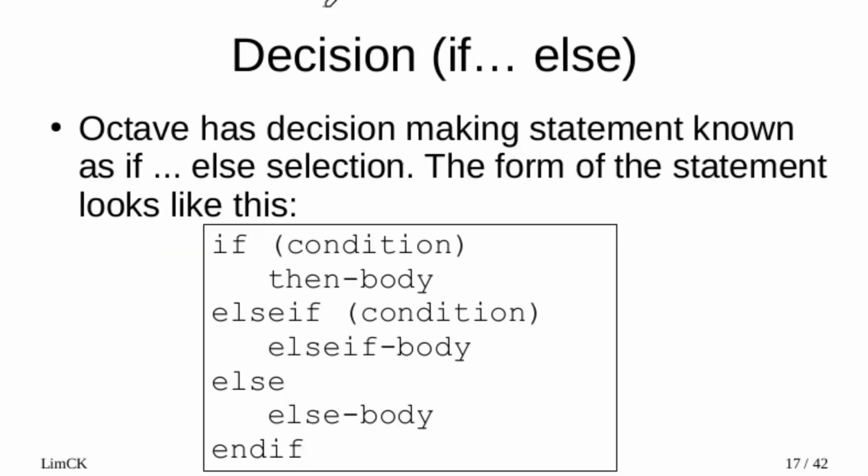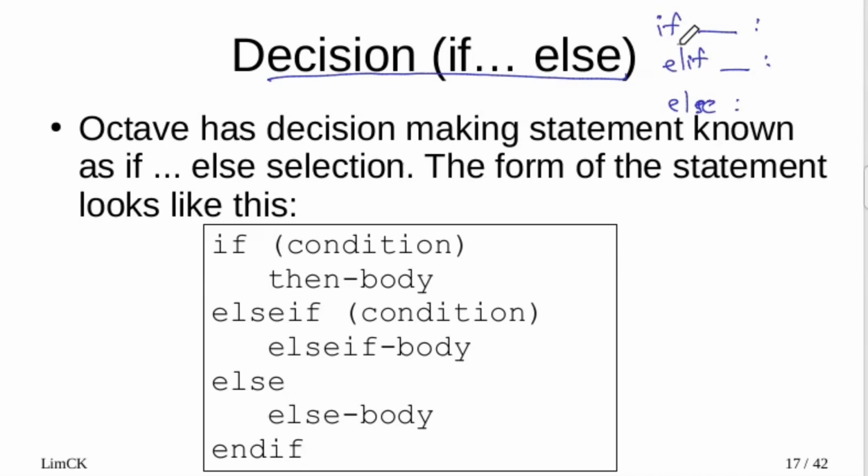Now come to decision making in Octave. If you have learned some other languages like Python, you know we can make decisions using if, elif, or else. In Python, right? So we have the condition here, and then else something, right?